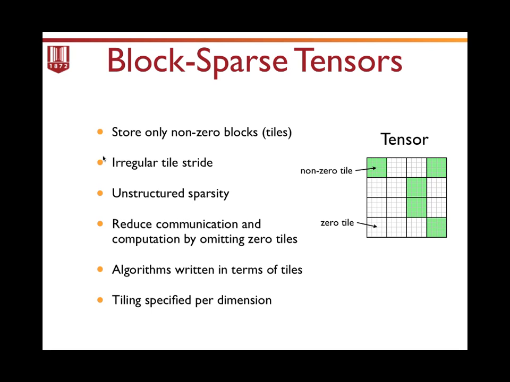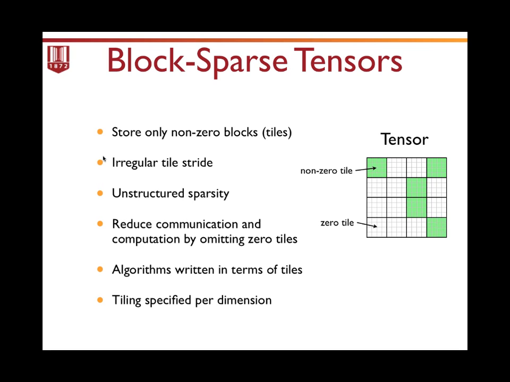We're also using unstructured sparsity because the sparsity patterns that we're dealing with, while there is structure, it's not really clear, especially in high-order dimensions, what that structure is or what it should be. And the advantages of using block-sparse data structures are obvious. We don't have to store zeros, we don't have to compute zeros, and we don't have to move zeros between nodes.